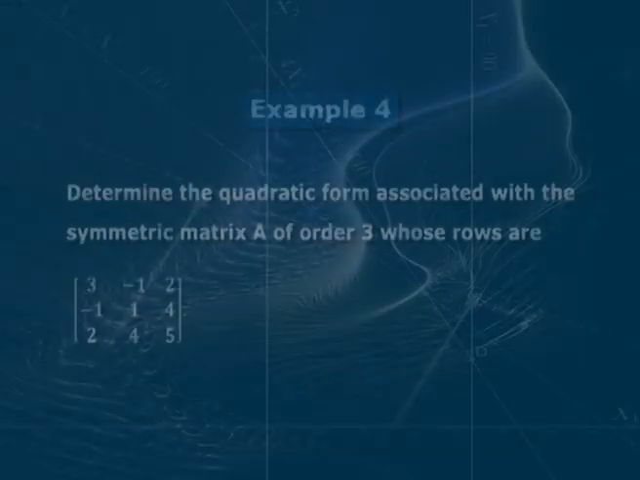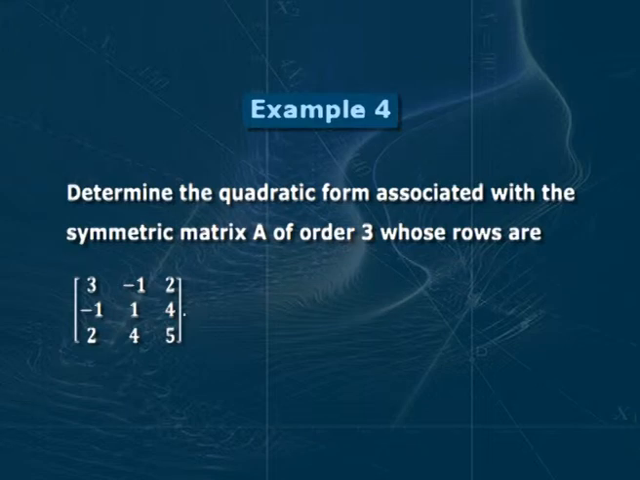Example 4. Determine the quadratic form associated with the symmetric matrix A of order 3 whose rows are 3, -1, 2; -1, 1, 4; and 2, 4, 5.